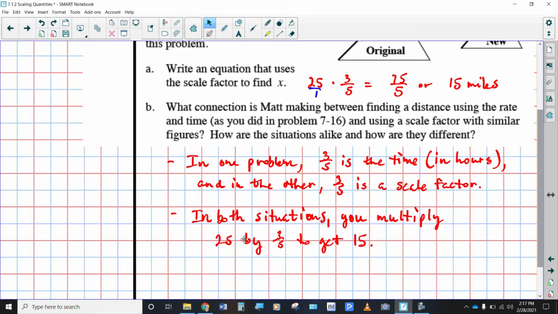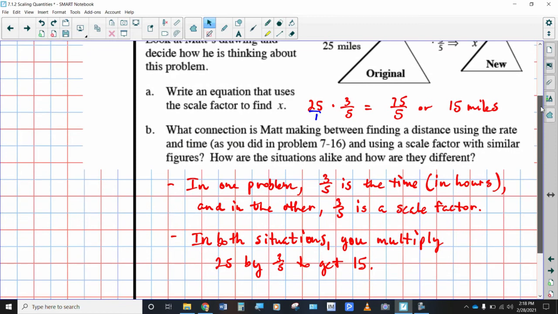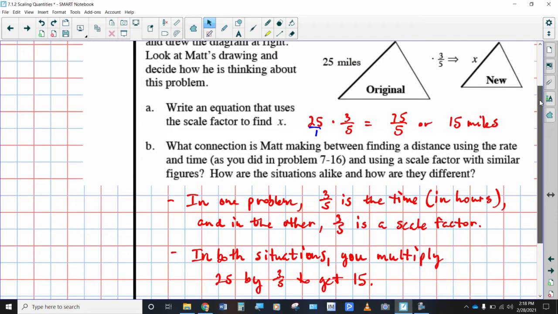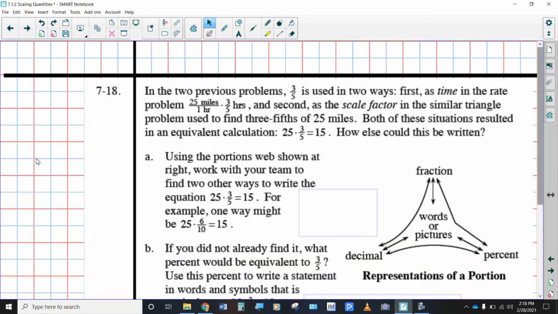Okay, so using these fractions or decimals as either scale factors or as multipliers, a scale factor is a multiplier just based on its name. A factor is a number that you multiply times another factor to give you a product, right? So factors are things that get multiplied together. So we are definitely talking about multipliers here. All right, so from the previous problems, 3/5 is used in two ways. First is time in the rate problem, and secondly, as a scale factor in the similar triangle problem. Both of these situations resulted in an equivalent calculation of 25 times 3/5 equals 15.